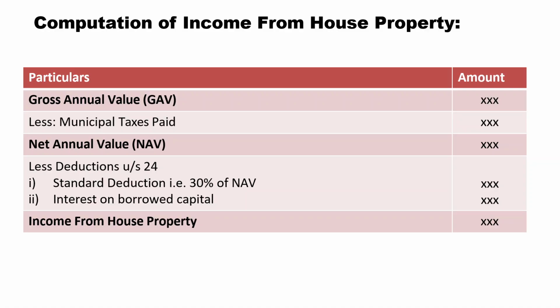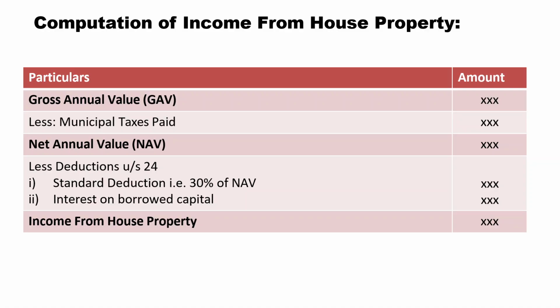Okay? So after deducting these municipal taxes from the gross annual value, the next amount we get is the net annual value. Then from the net annual value, we have to deduct the deductions under section 24. Two deductions are there. First deduction is the standard deduction. And how much is it? It is always 30% of the net annual value.